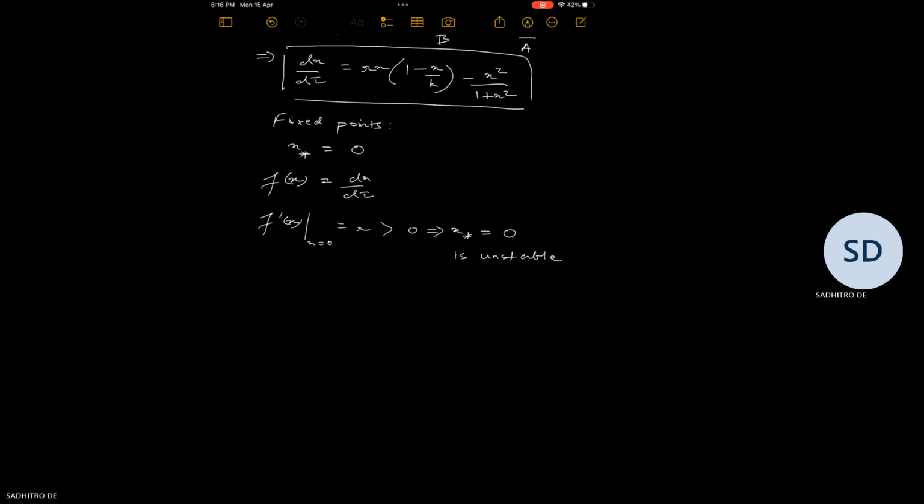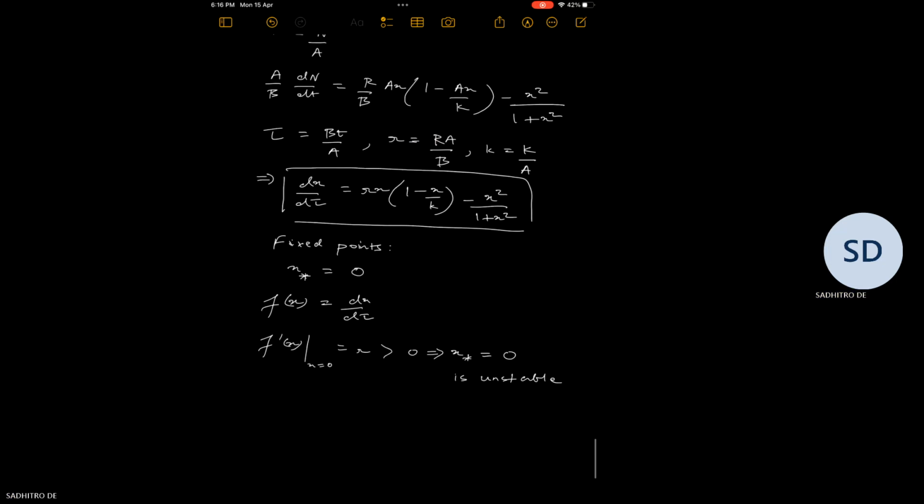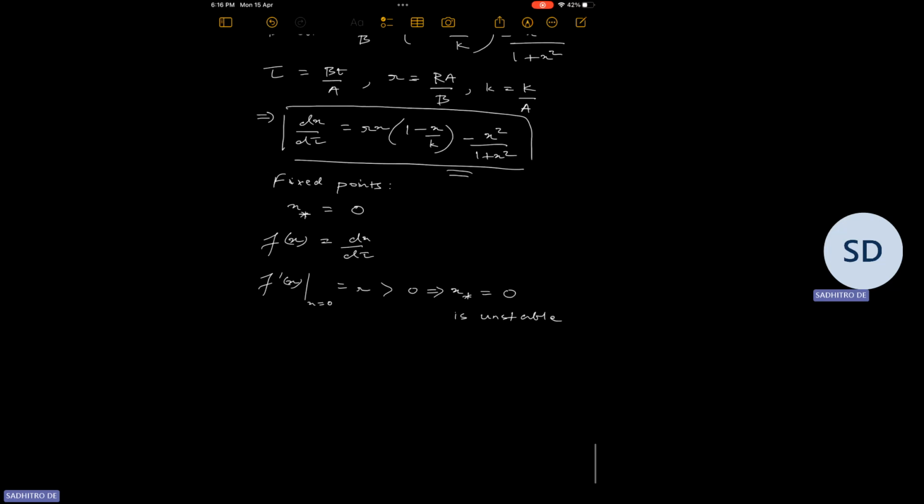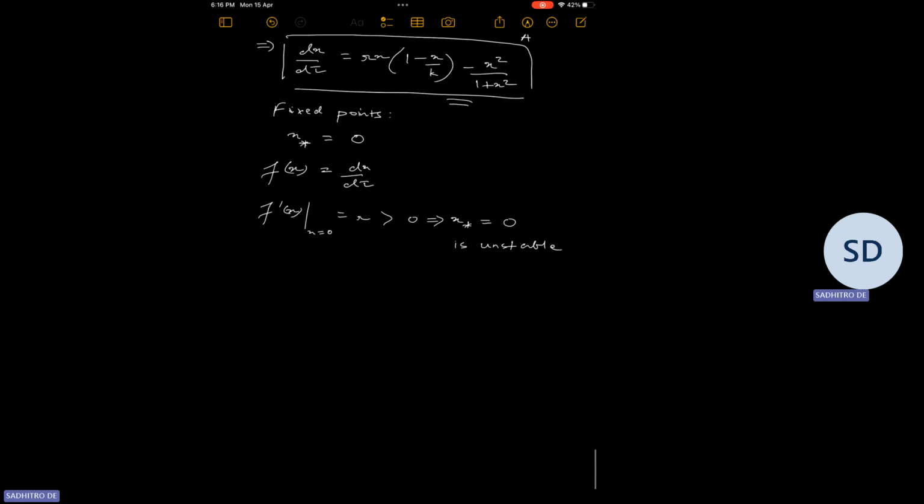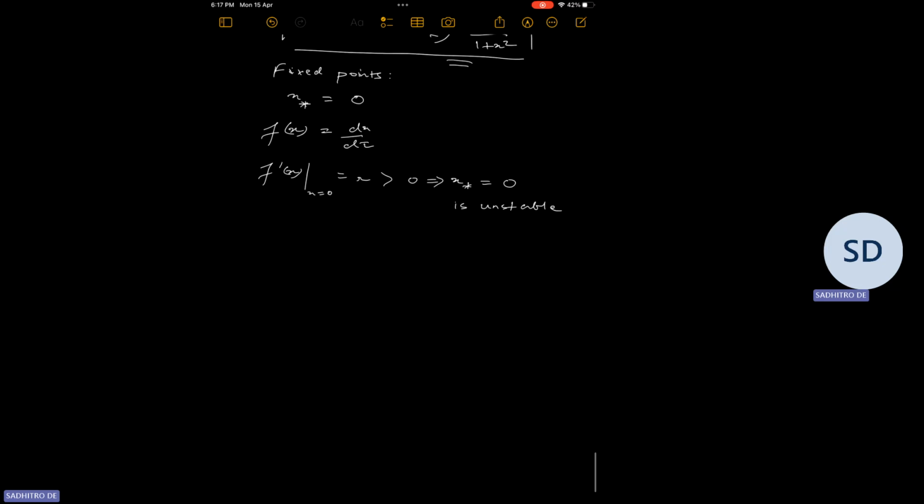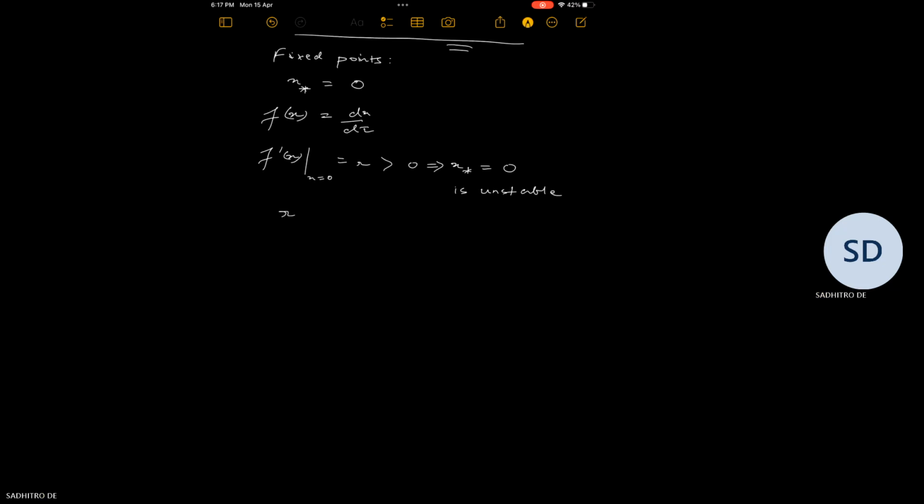So the fixed point is unstable for all values of the parameter. An important thing about non-dimensionalization, as you saw, was that initially we had four parameters, a, b, k, and r, but now the system has only two parameters, r and k. So we will now study the fixed points and the bifurcations in terms of parameters r and k. The origin was one fixed point. What are the other fixed points? They are given by the solutions to this equation. Now this equation is very difficult to solve analytically.